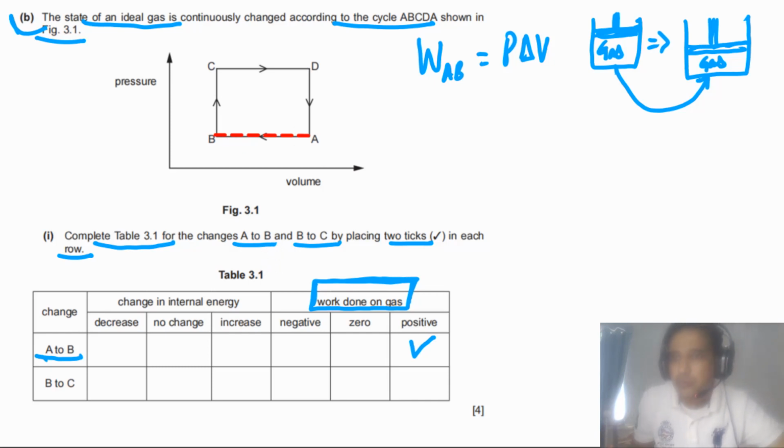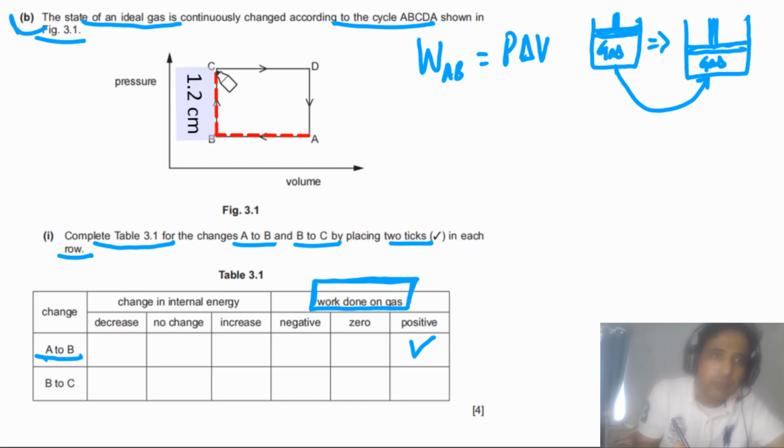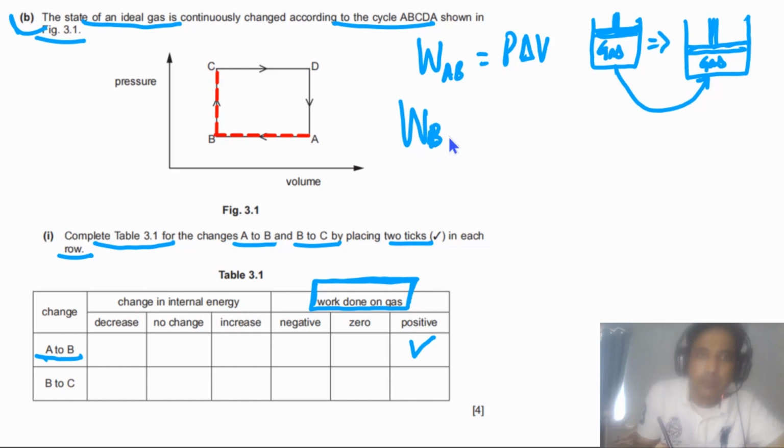Now let's try to find out work done between B to C. So we will go to next point, between B and C, we can write down work done. So we have value of P. P in this case is increasing. But how about the change in delta V? Delta V in this case is equal to 0.